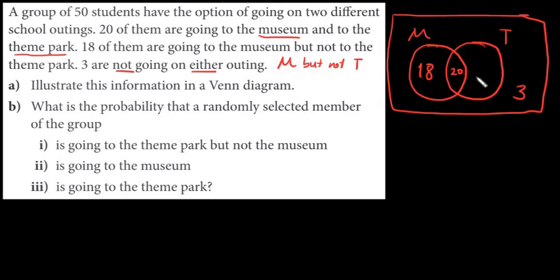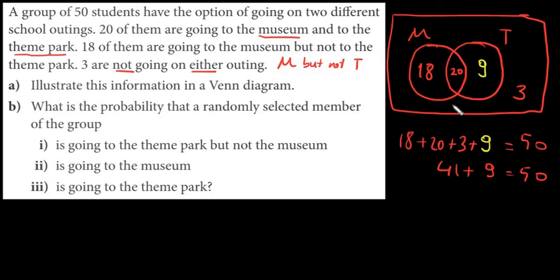Okay, so do we have to write something here? We can just add these numbers up, because 18 plus 20 plus this number plus 3 must be 50. If it is not equal to 50, then we should write something here, right? 18 plus 20 plus 3 plus only T is going to be 50. 38 plus 3, 41, plus 9 is equal to 50. So that means we have to put 9 here.